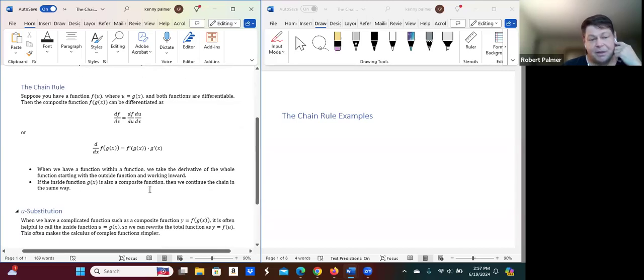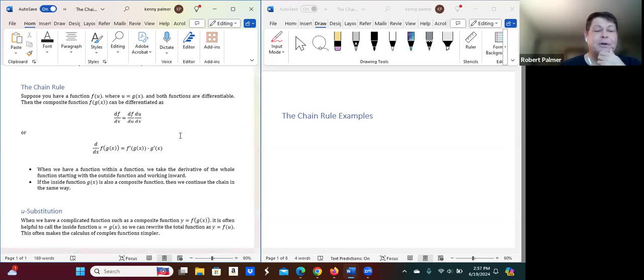Since we have a function within a function, like a composite function, essentially take the derivative of the whole thing. Let's put this in more normal words. You take the derivative of the outside function, then go inward. So keep taking the derivatives. And if the inside function g is itself a composite function, with more than just two functions within functions, then you keep on repeating the chain. You keep on multiplying the derivatives together. And we'll see an example like that later on.